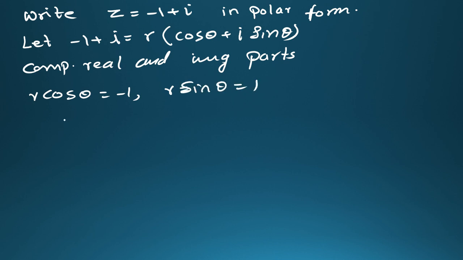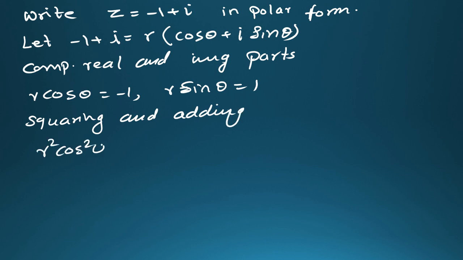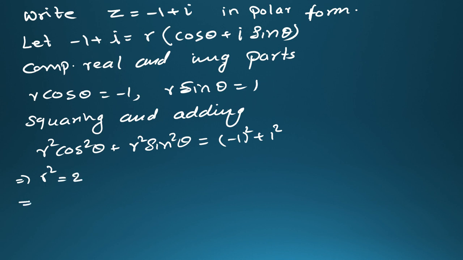Now here you see, squaring and adding both equations, you will get r square cos square theta plus r square sin square theta is equal to minus 1 square plus 1 square. Means r square will be taken common, in bracket cos square theta plus sin square theta will be 1, and it is equal to 2. So r is equal to square root of 2. Okay, see, we got the value of r.